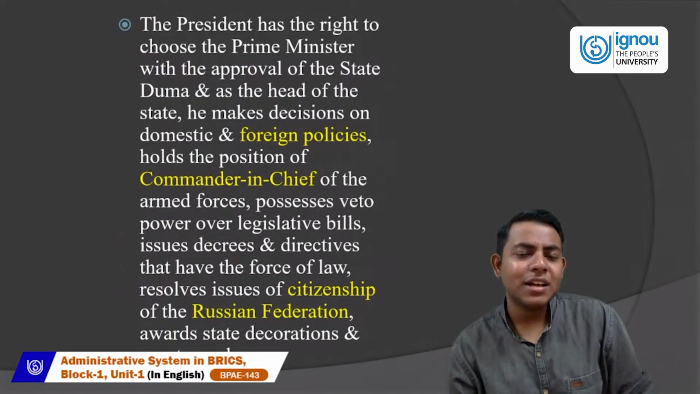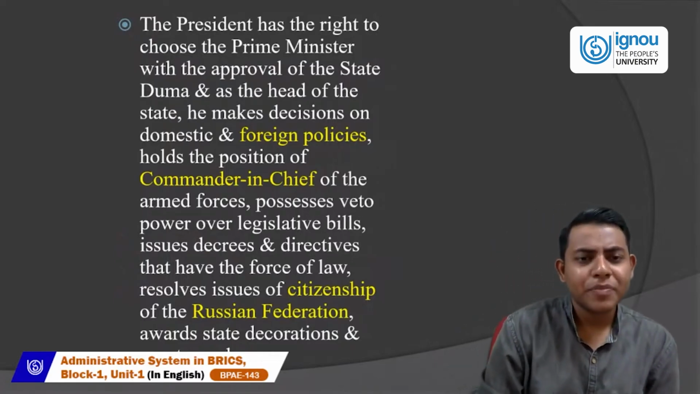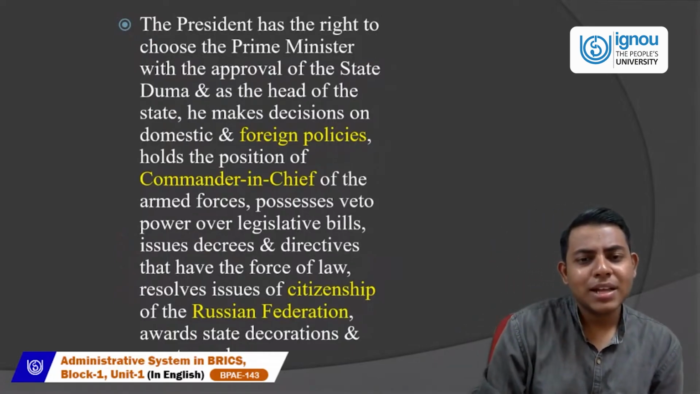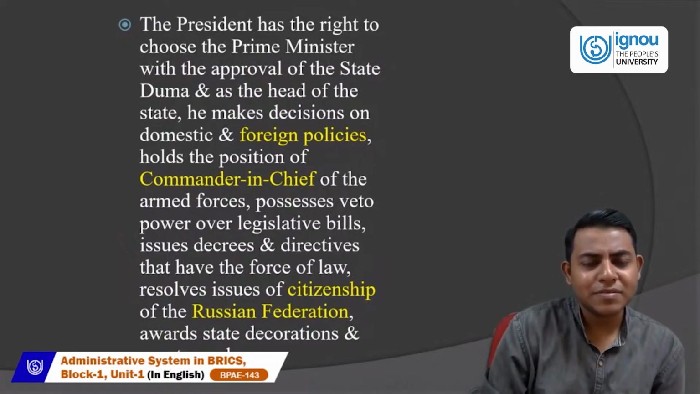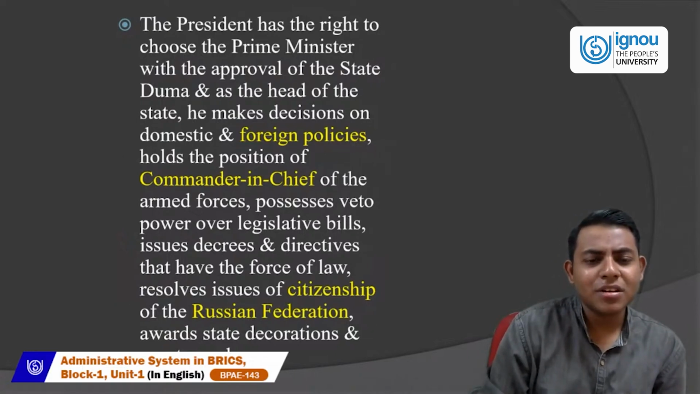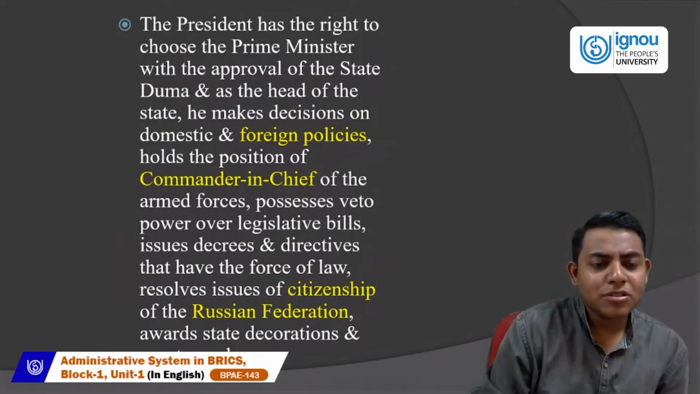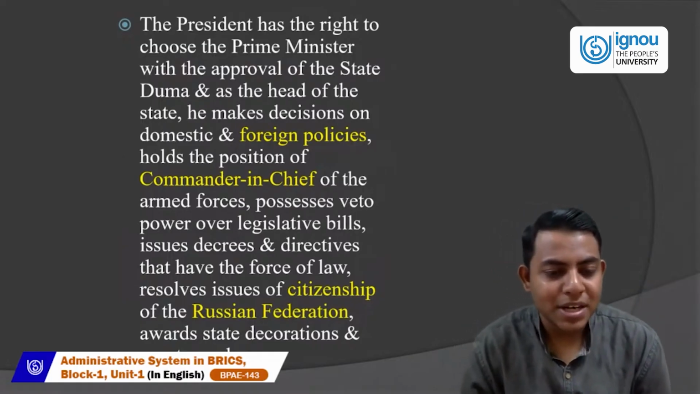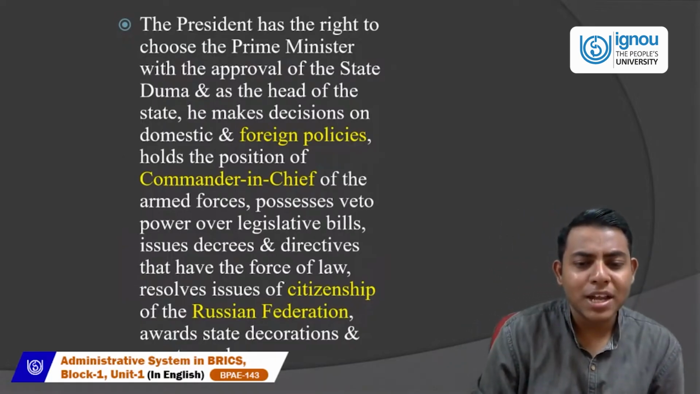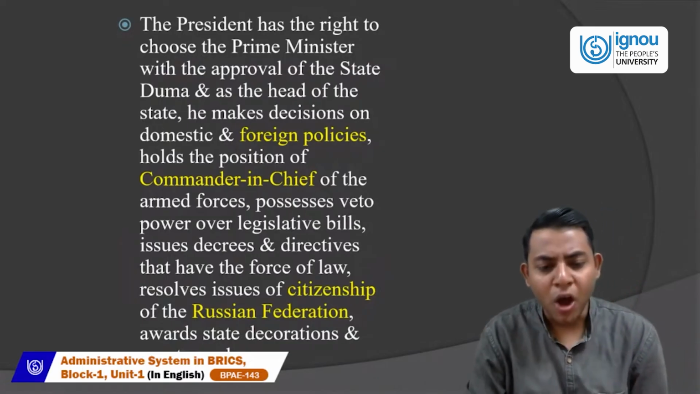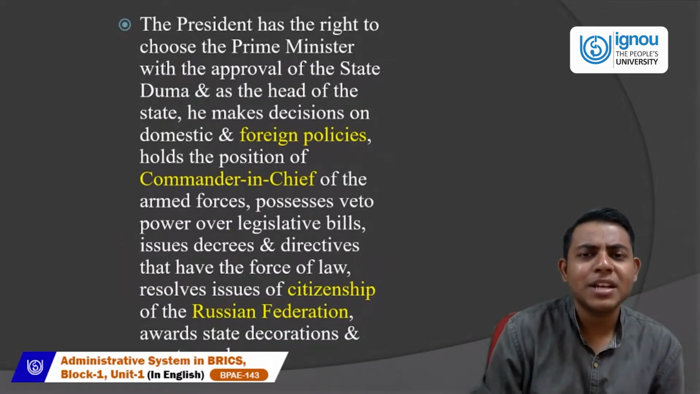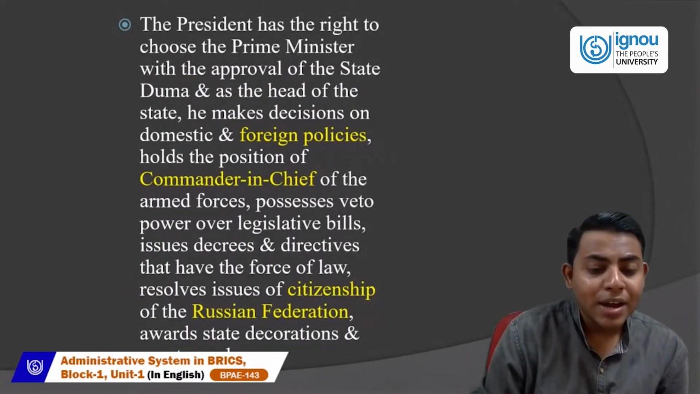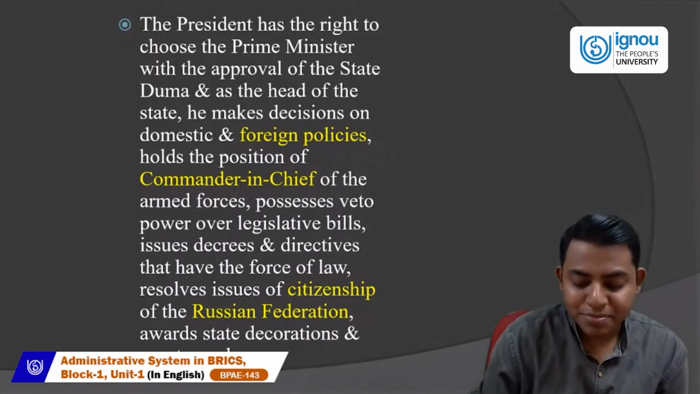The president of Russia has the right to choose the prime minister also, with the approval of the State Duma. As the head of the state, the president, that is Vladimir Putin, makes decisions on domestic and foreign policies, and also holds the position of commander-in-chief of the armed forces. The president also possesses veto power over legislative bills, and also issues decrees and directives that have the force of law. The president also resolves issues of citizenship of the Russian Federation, and also awards state decorations and grants pardons.